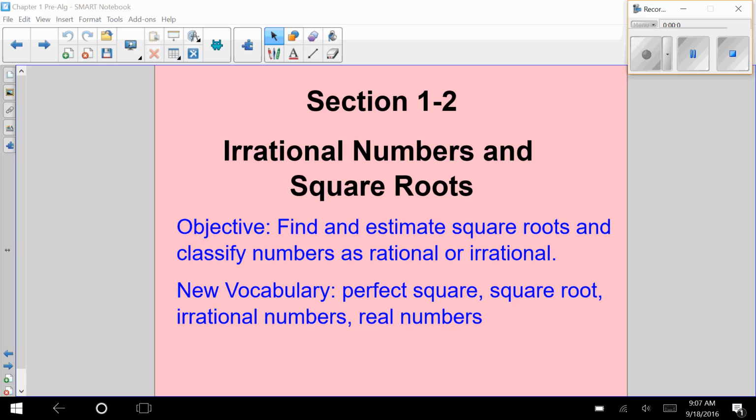Section 1.2, Irrational Numbers and Square Roots. Our objective for today is to find and estimate square roots and classify numbers as rational or irrational. The new vocabulary is perfect square, square root, irrational numbers, and real numbers.